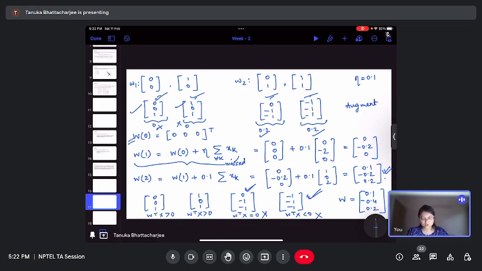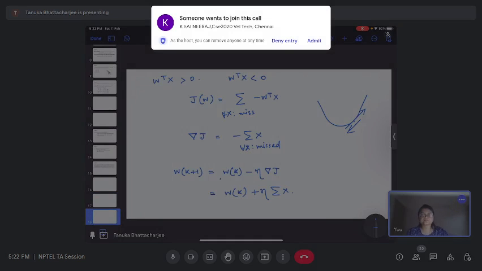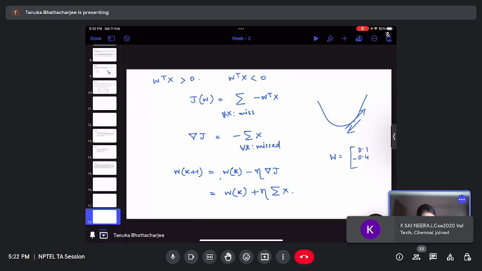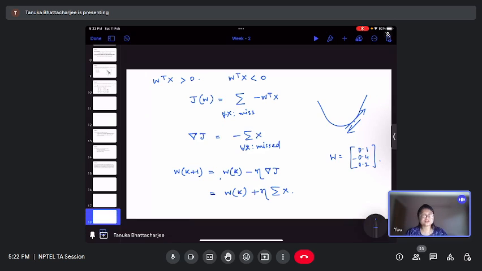Okay. So, one last check we should do. I am saying that w should be 0.1, minus 0.4, 0.2. So with this w, we should get w transpose x positive for all the samples belonging to class omega 1 and negative for all the samples belonging to class omega 0.